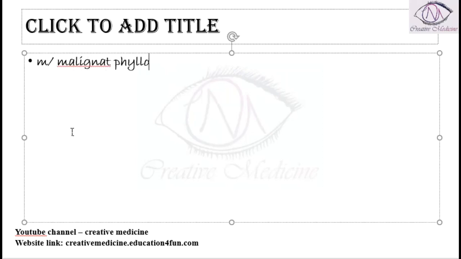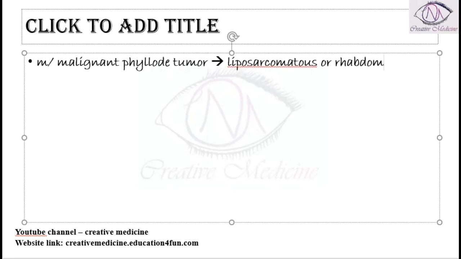If it is a malignant phyllodes tumor, there is one important thing. These malignant phyllodes tumors can also contain liposarcomatous or rhabdomyosarcomatous elements. Liposarcomatous means lipid elements are present, whereas in rhabdomyosarcomatous, muscle elements are present, if it is a malignant phyllodes tumor.